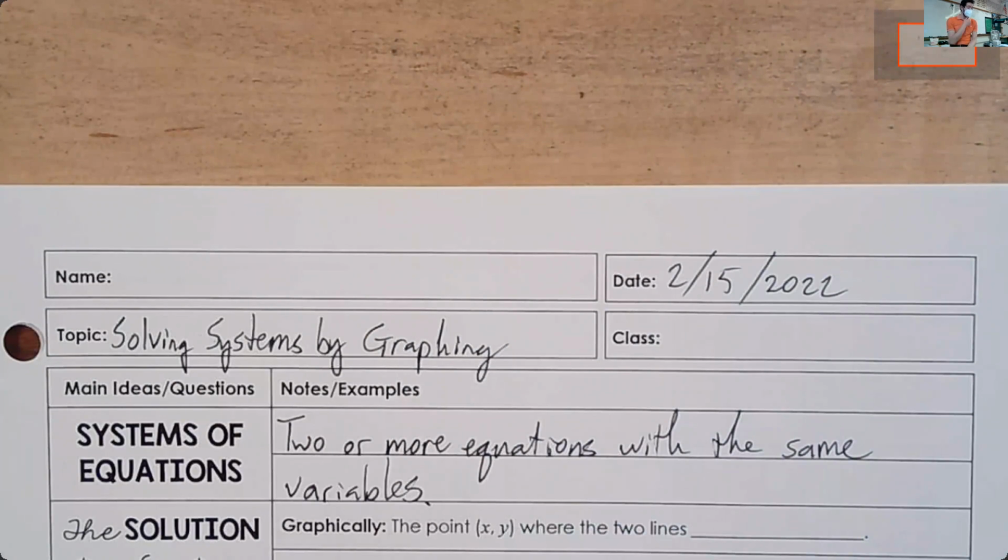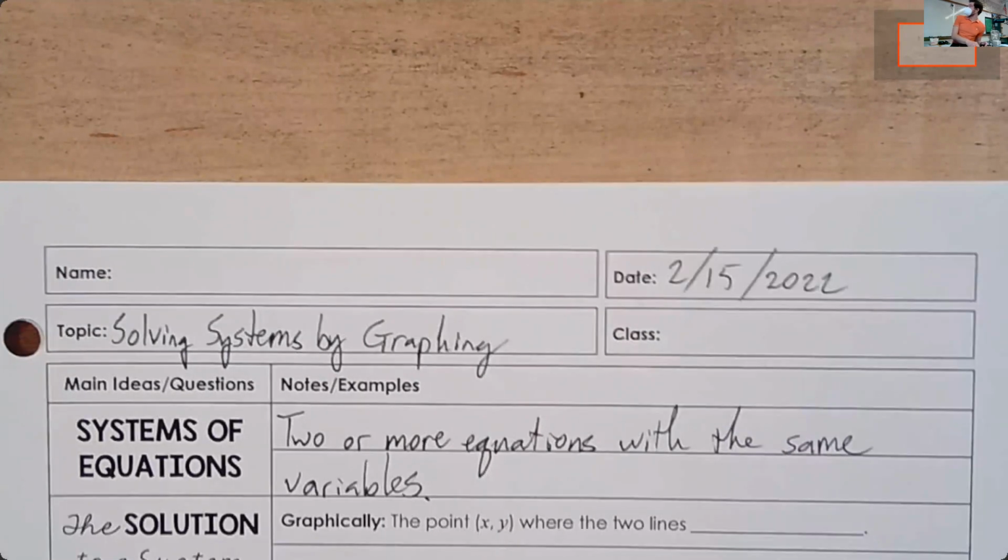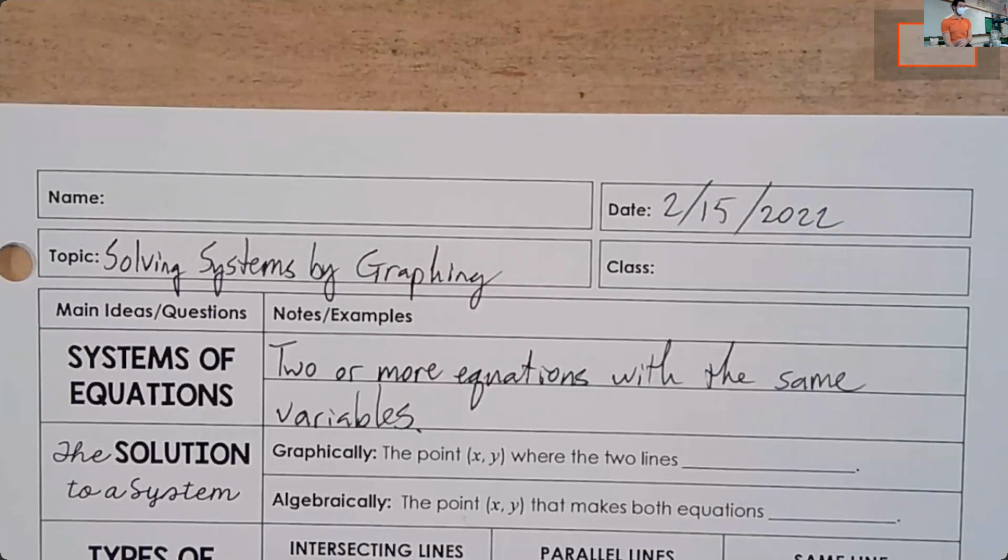Now this says two or more. In algebra 1, we're only dealing with two. We will not look at more than two equations in one problem as we are solving these. And we'll talk about the solutions here in just a second. Algebra 2, if you decide to take it in a couple of years, you will learn how to deal with systems of three equations.